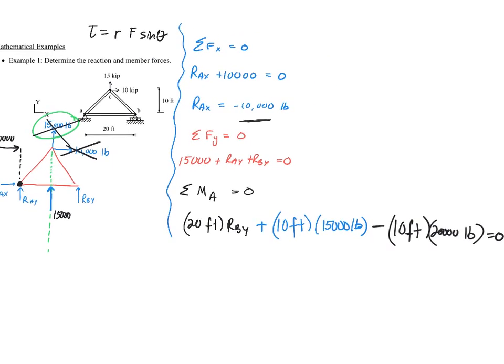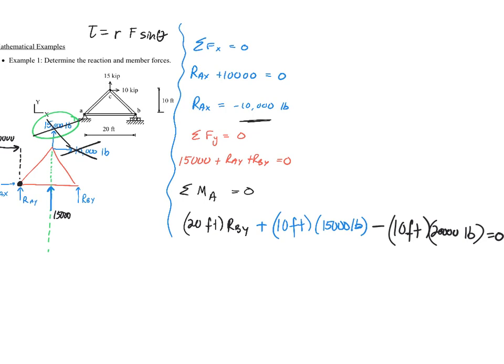Now, with that said, what we want to do is we want to solve this for RBY. So we would rearrange this equation here. I think I have the number written down to save us a little bit of time. Do I? No, I don't have it written down. Let's see. What would this become?